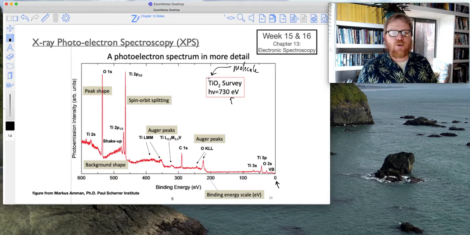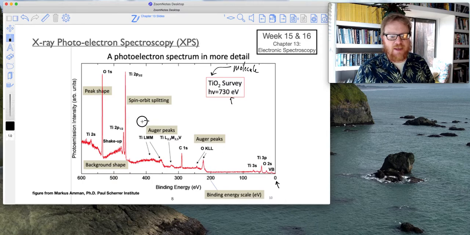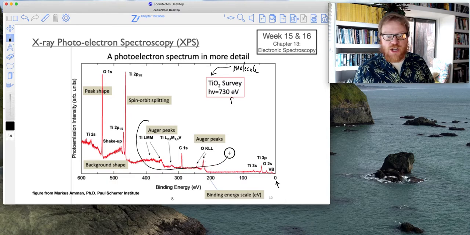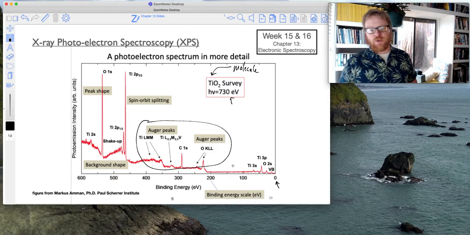And so now as we scan across, we can see various features corresponding to titanium and oxygen, right? So here is the oxygen 2s, the titanium 3p, the titanium 3s. So here you can see in this region, we see the Auger peaks, okay? And sometimes the Auger peaks can be really well defined, such as this oxygen or titanium, but sometimes they're not so well defined. Actually, excuse me, the oxygen is the only one of these Auger peaks that's really well defined.